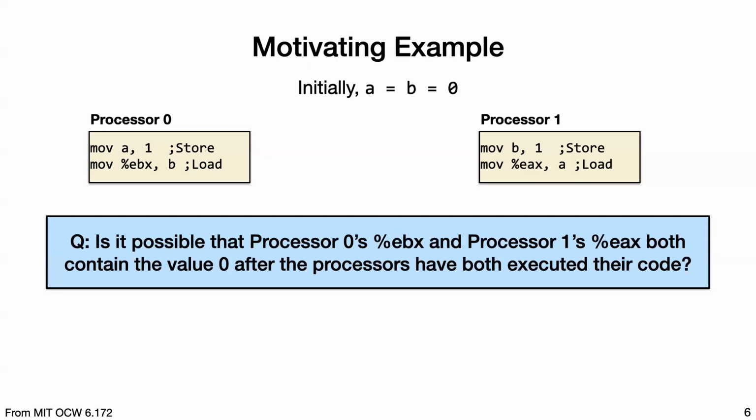So the question is, is it possible that processor 0's EBX and processor 1's EAX both contain 0 after the processors finish their code? Processor 0 and 1 are running in parallel. A and B are two addresses. A is shared between 0 and 1, and B is shared between them too, but A and B are separate locations.